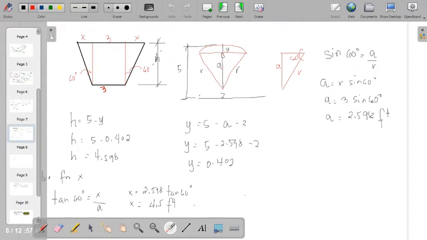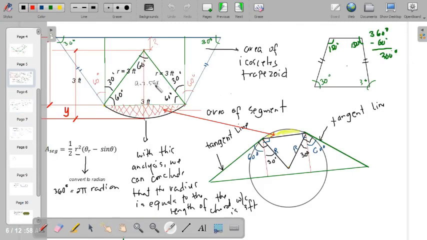So, A is equals to sin theta, sin 60 degrees. Ito 'yan, oh, sin 60 degrees, equals to A over the R. So, A is equals to R sin 60 degrees. A is equals to 2.598. So, dito, you can see this is 2.598. Now, kung 2.598, yan, ang Y natin is, our Y is equals to 3 minus 2.598.